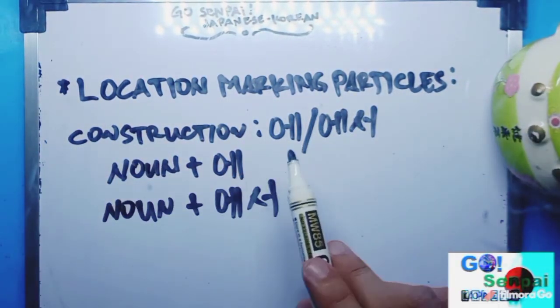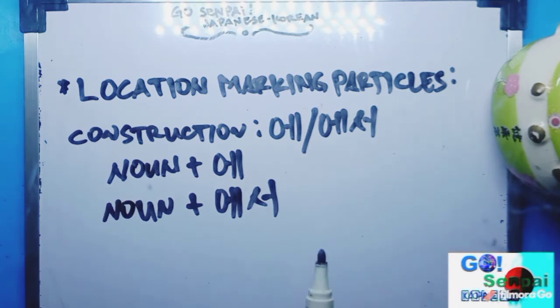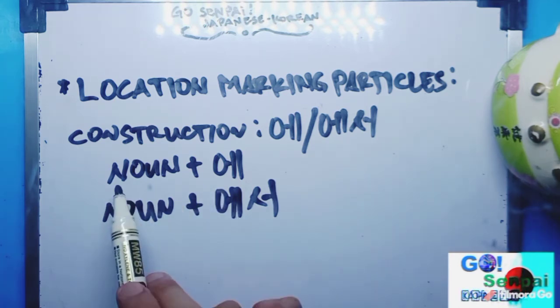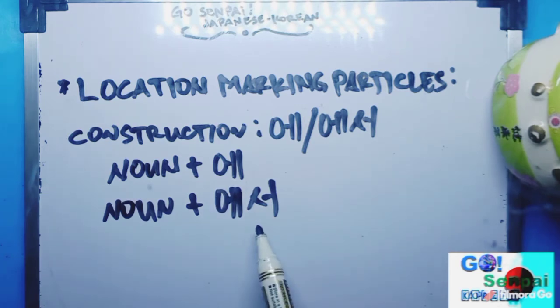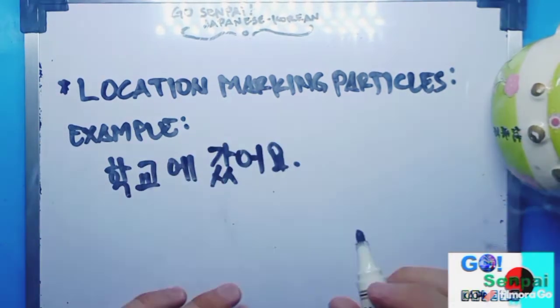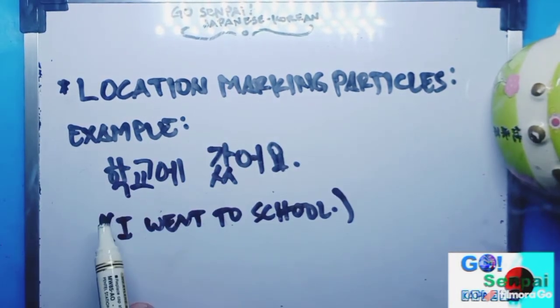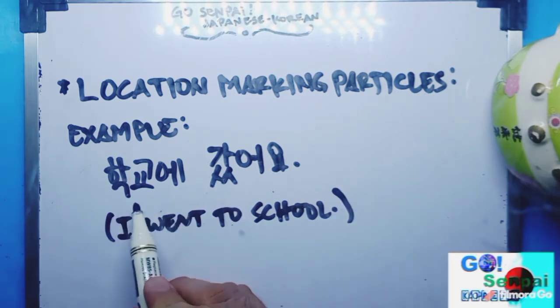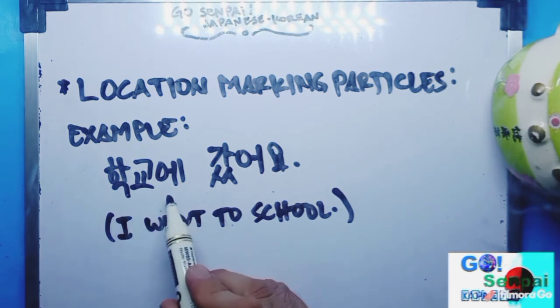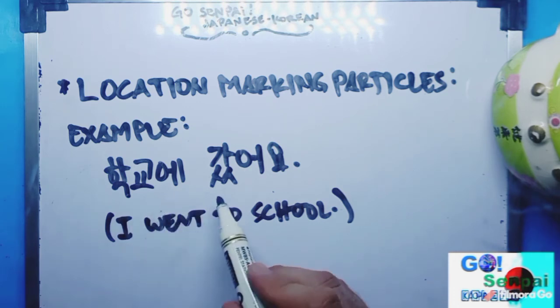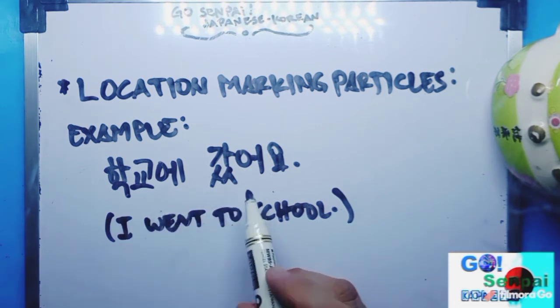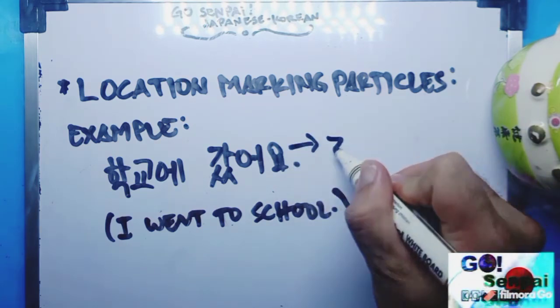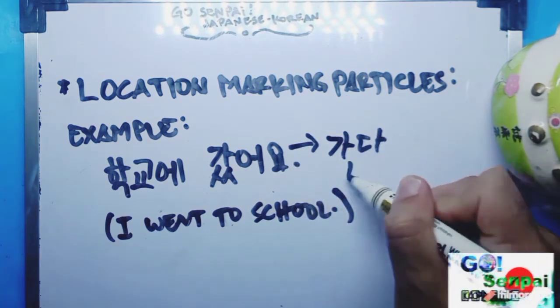So 에 and 에서 are attached after a noun. Noun plus 에, noun plus 에서. Let's have some examples. We have here 학교에 갔어요. I went to school. 학교 is our noun here, and our location particle 에, and then our verb here, 갔어요. The base form is 가다, to go.